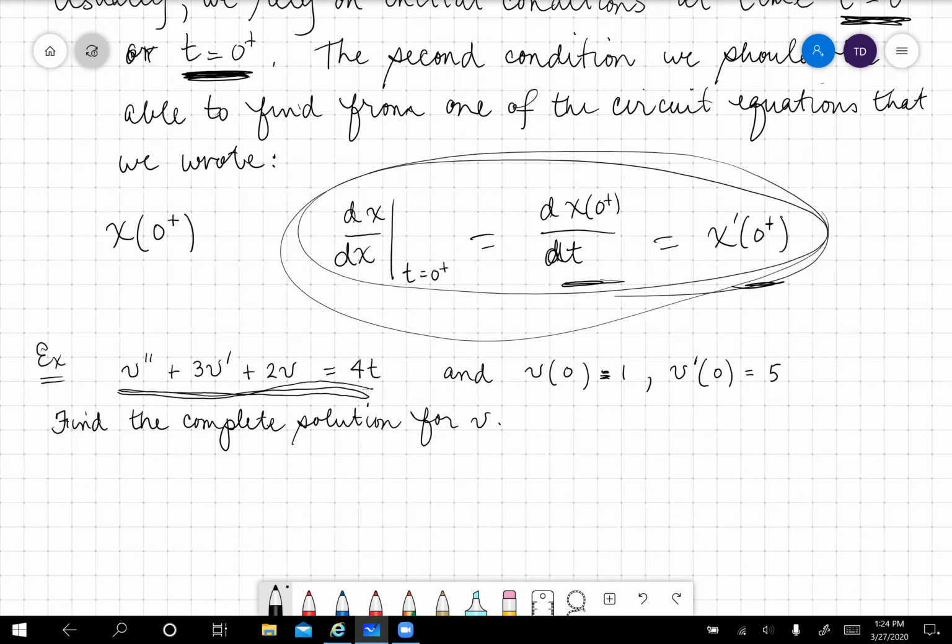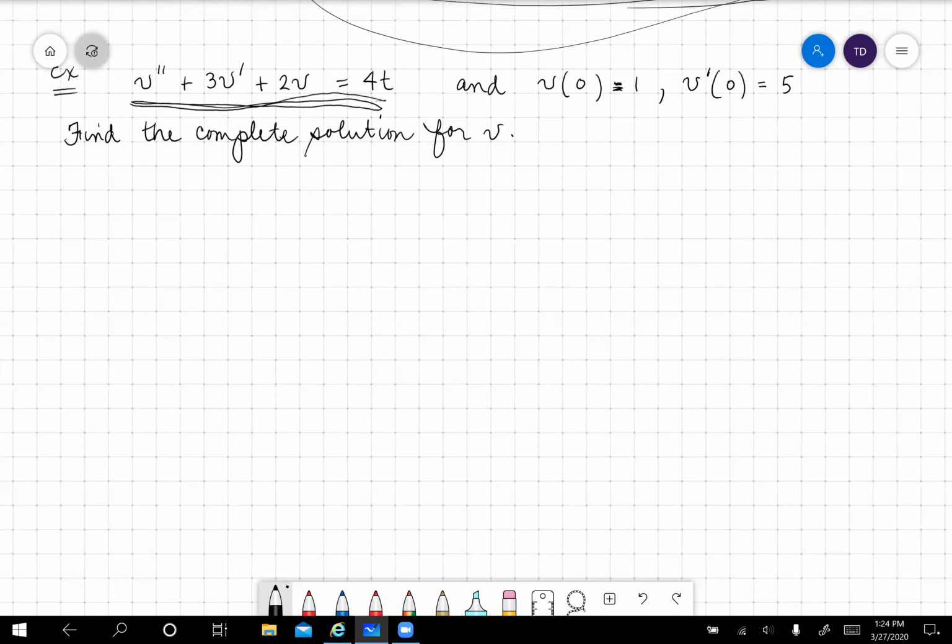All right, so this is our problem. Somebody tell me the first step that I should take. So we'll break this down into steps. Step 1, what's the first thing that I should do? The homogeneous solution. Okay, excellent. So we're going to find the homogeneous solution.